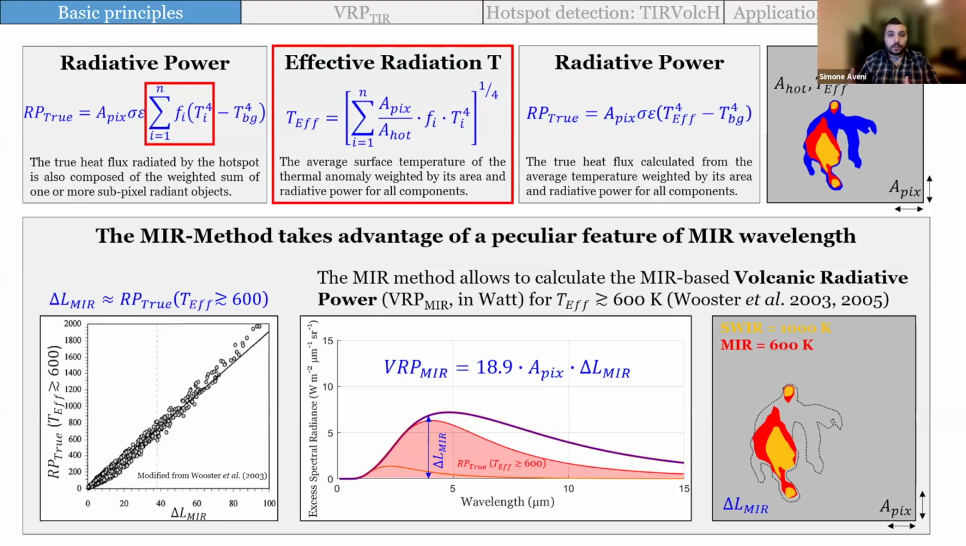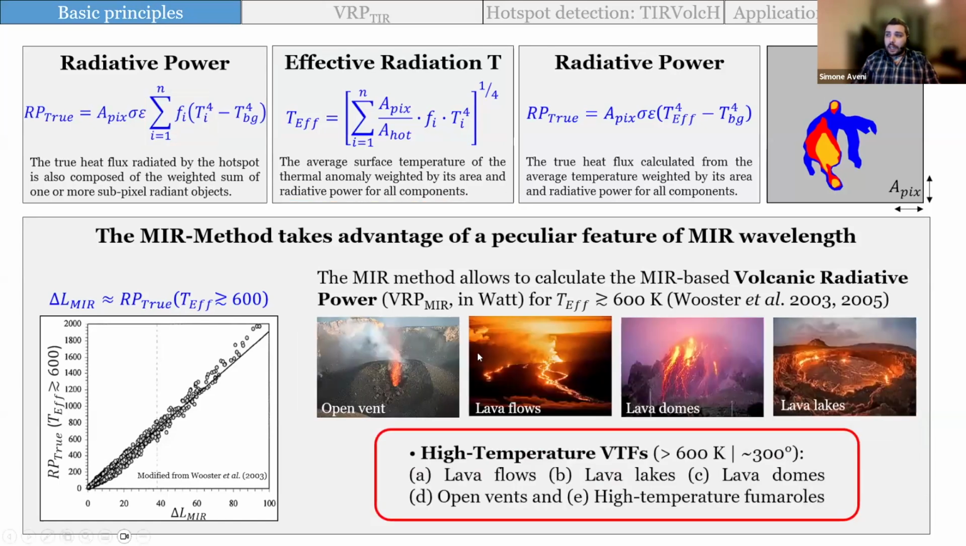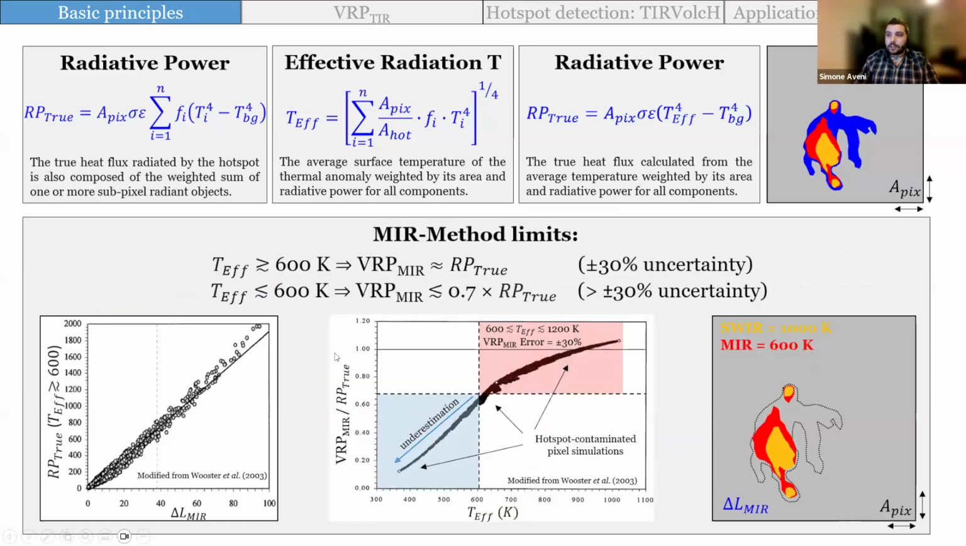which if we do put it in a database, we can then start to think in a more long-term scale perspective. So here you can see that with the mid-infrared or the VRP method, we basically covered the first range of volcanic thermal features, which is the high temperature above 600 Kelvin. But of course, as any method, it comes with some limitations.